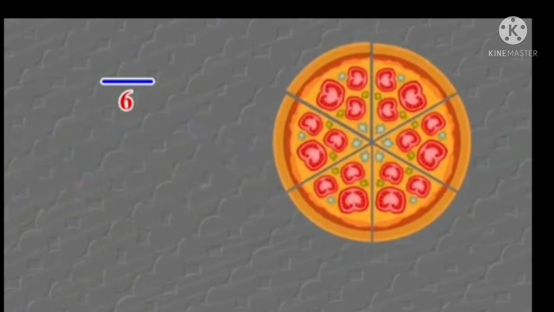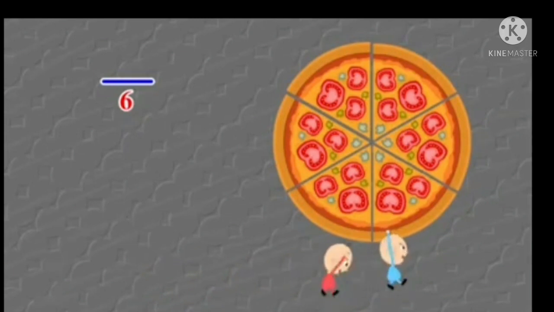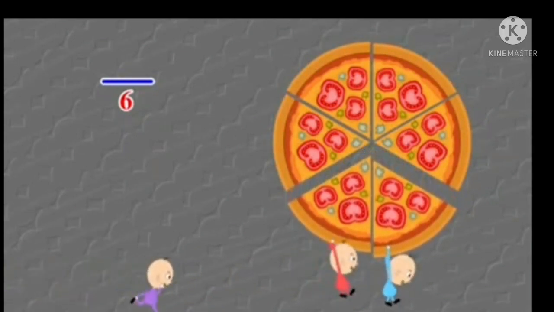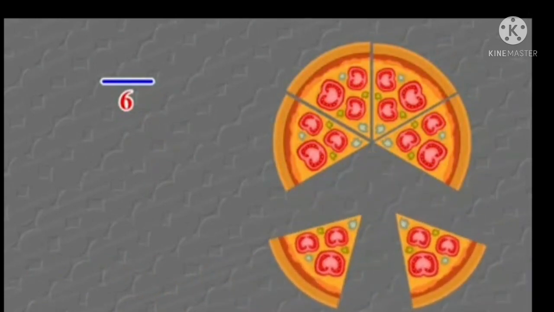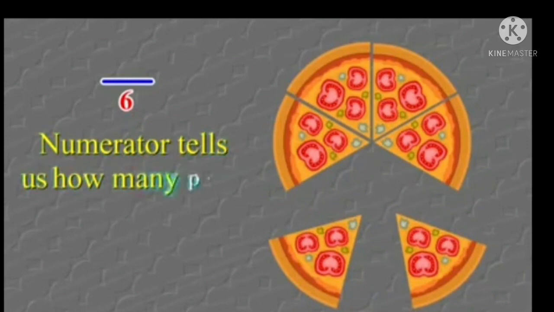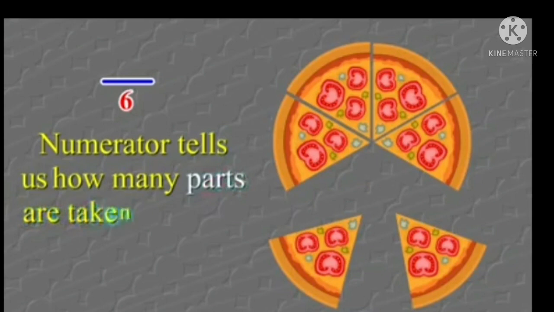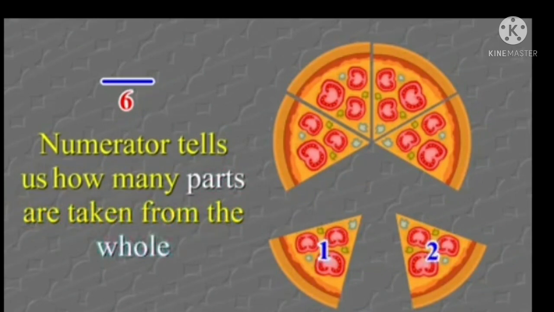And now two children have taken 2 pieces. So the numerator tells us how many parts are taken from the whole. See here we have 1, 2 pieces taken. So 2 is the numerator.